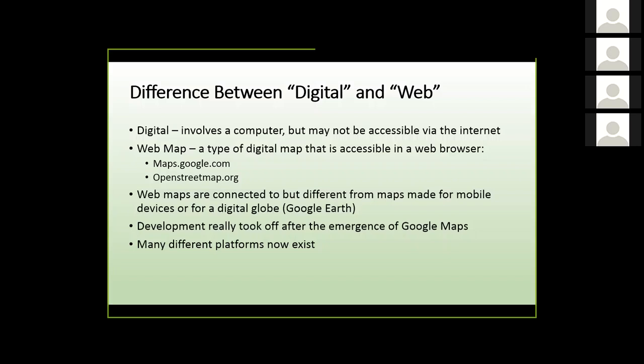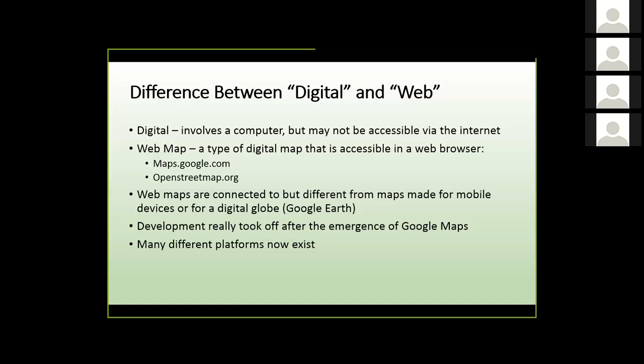And they are connected, but they're different from mobile devices. There's a different genre of stuff that deals more with your cell phone. And it's also different from the digital globe type stuff, which is Google Earth. Web mapping is so commonplace today, but it does have a history. It emerges particularly out of Google Maps. There was MapQuest, if anyone remembers that. And then Google Maps in the mid-2000s came around and really revolutionized the process of hosting and displaying digital web maps.